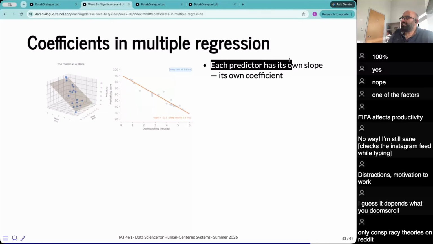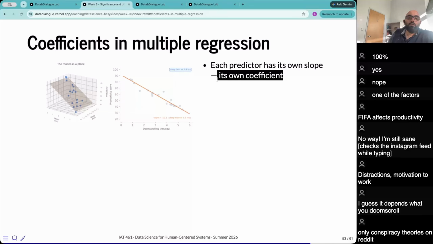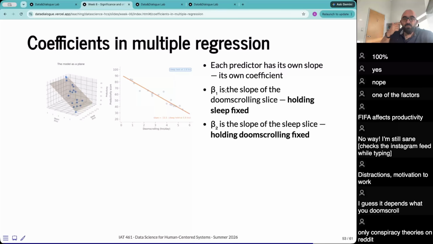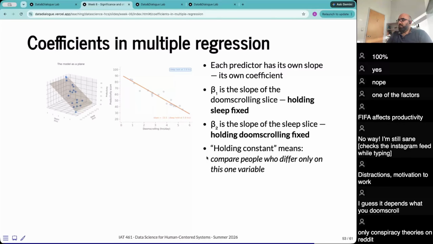Each predictor has its own slope, its own coefficient. So beta 1 is the slope of the doom scrolling slice, and beta 2 is the slope of the sleep slice, right? How do we think about this when we have multiple things? If we keep doom scrolling constant, don't change it, and change sleep, how much does Y change? That's the coefficient. So holding constant means compare people who differ only on this variable.